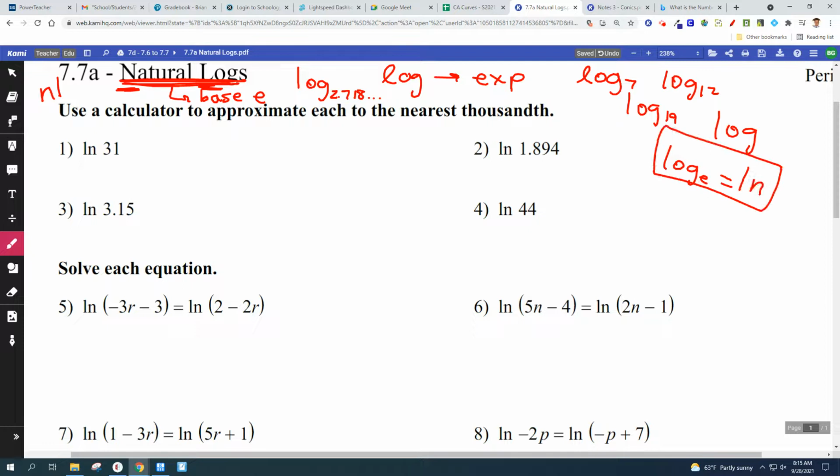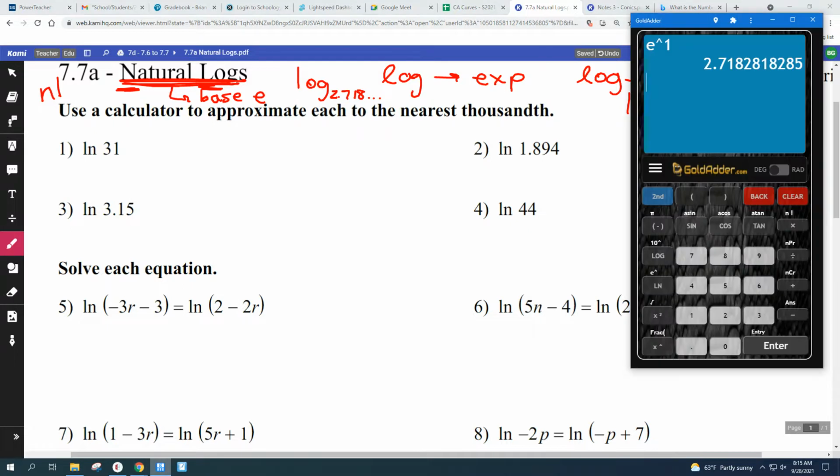So when you look at your calculator, on that same button where I had the E, look at yours, see if it's the same thing. On the same button where you can access the E, you should also have an LN. That LN stands for natural log. And so your natural log is a log base E. It even says so on your calculators.